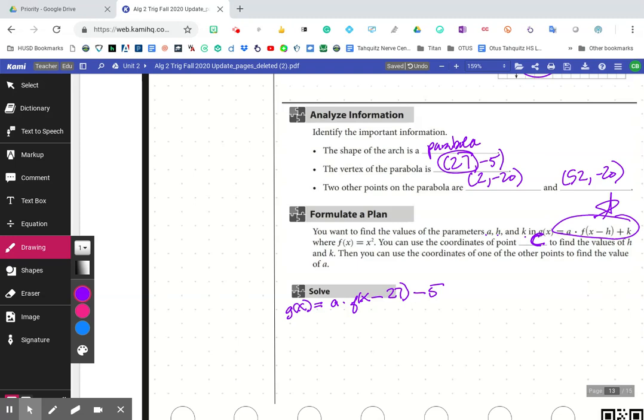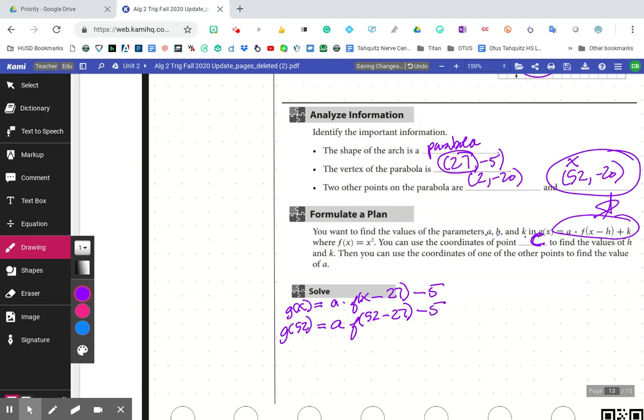Okay. And then I am going to take the value of one of my points. So I'm going to take that value right there and I'm going to plug it in. So this is going to go in for my x value. And I am going to be able to solve for a. So I'm plugging in g of 52. Remember, this is just notation saying g evaluated at 52 equals a times f of 52 minus 27 minus 5.